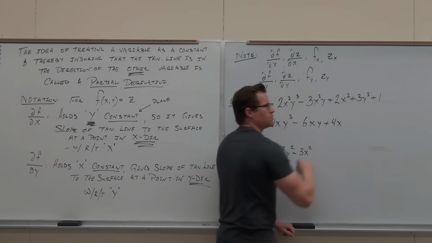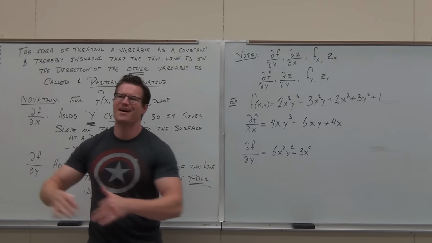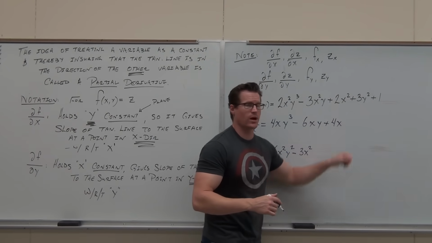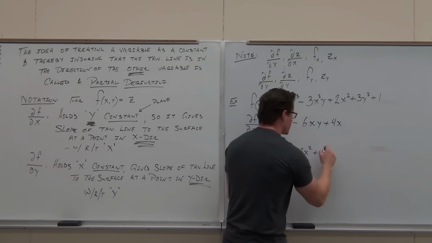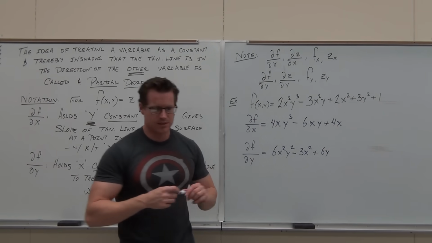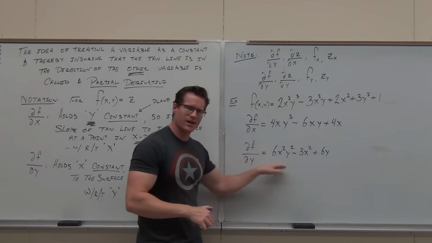What's the derivative of 2x squared with respect to y? 0. What's the derivative of 3y squared with respect to y? Beautiful. What's the derivative of 1 with respect to y? I don't even care. Yeah, perfect. This is a partial derivative. Now, what does this mean, everyone?